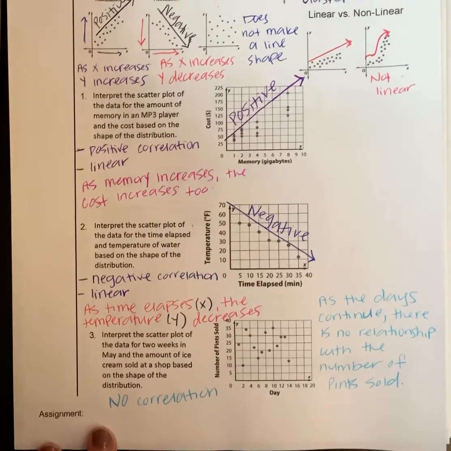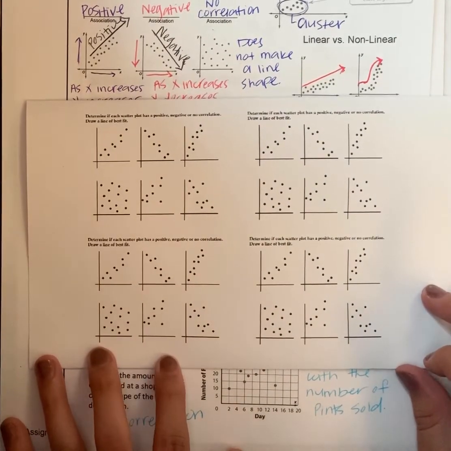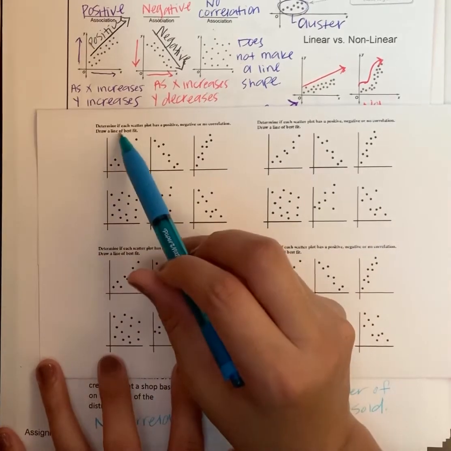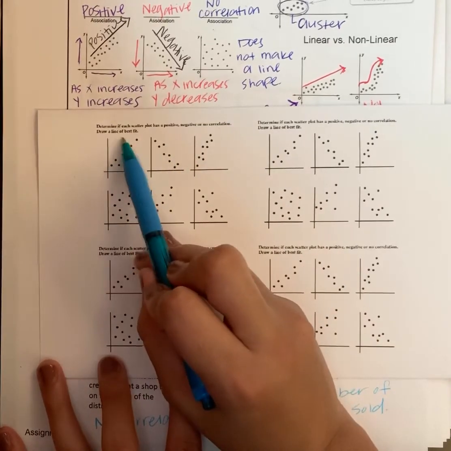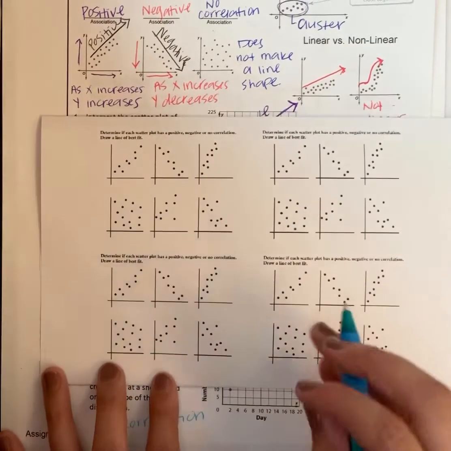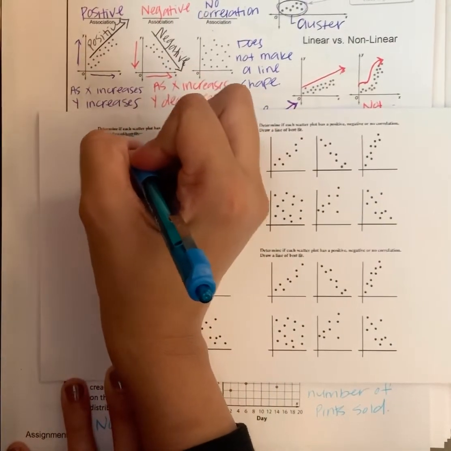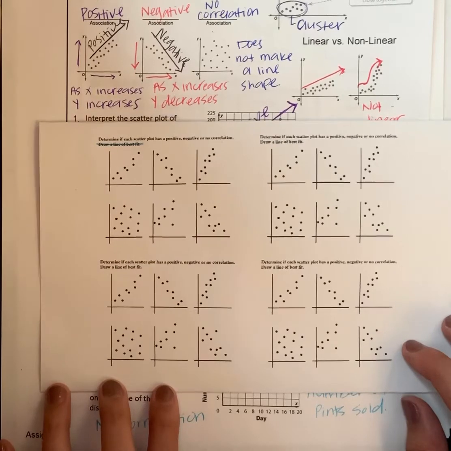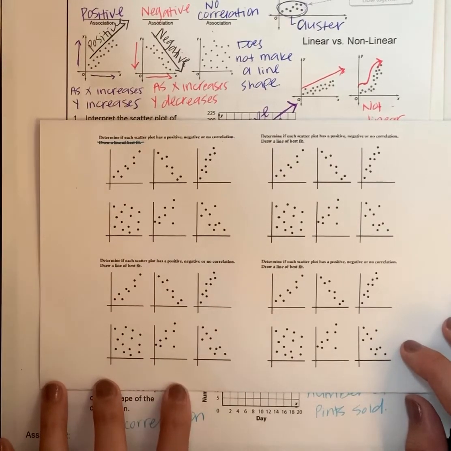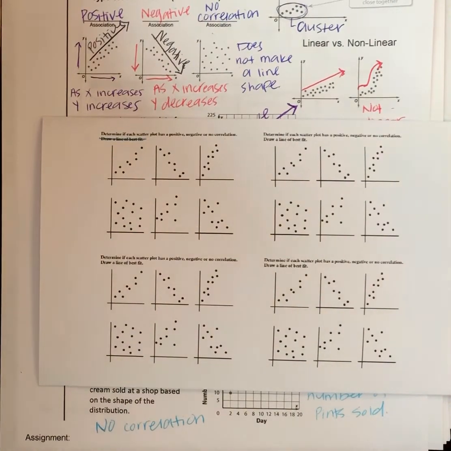Okay, so before I finish this video, I want to show you the worksheet that I posted for you. It looks like this, and the directions say, determine if each scatter plot has a positive, negative, or no correlation. Draw a line of best fit. I want you to ignore the part that says draw a line of best fit, because that is what we will be doing in our next lesson. So we don't know what a line of best fit is right now. So what I want you to do is look through each example and just tell me if it is positive, negative, or no correlation. And I will go ahead and do the first one for you.